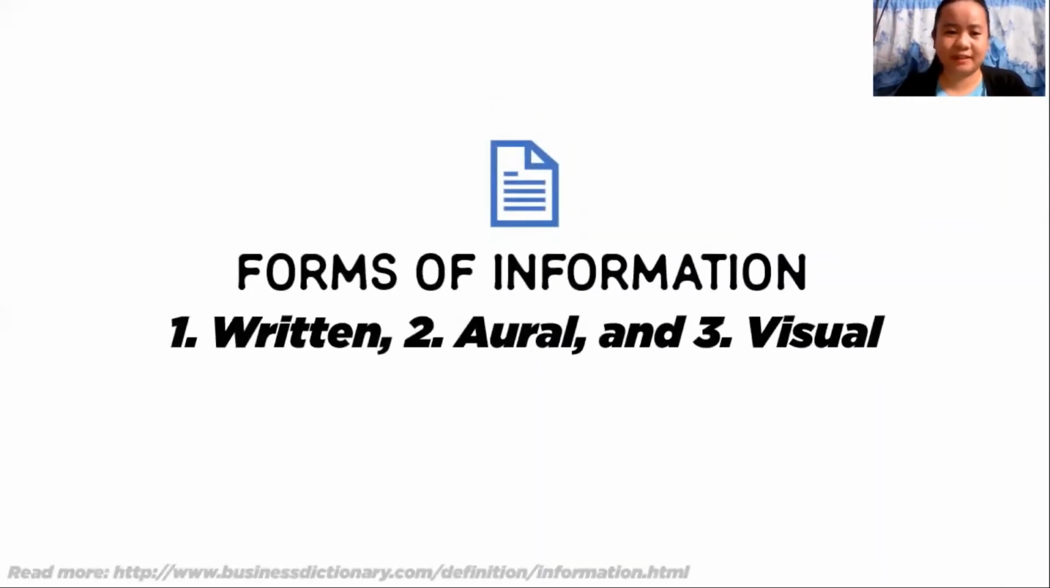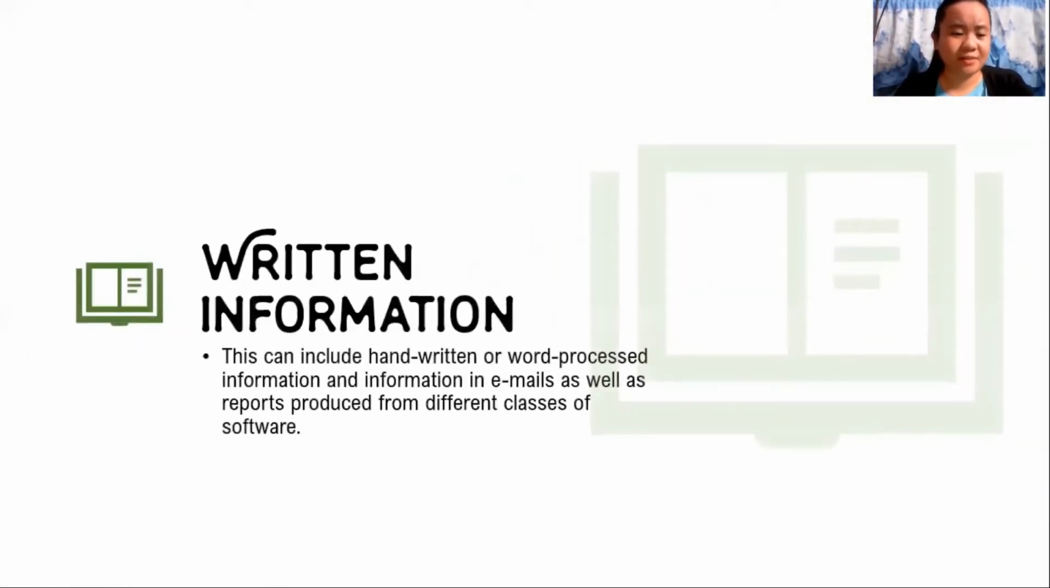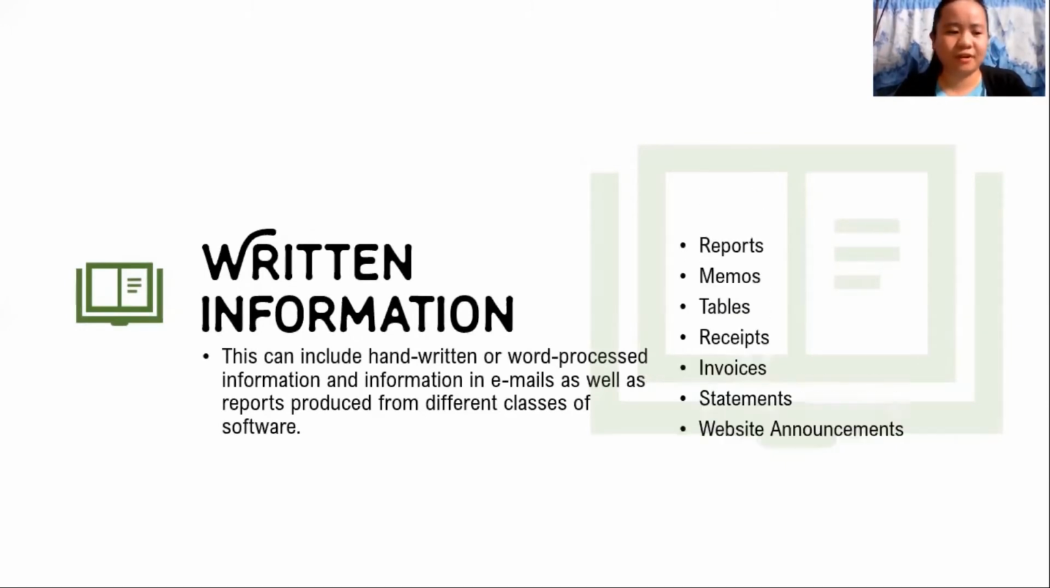There are three forms of information. First is written, second is oral, and third is visual. Written: the information was systematically collected and written down in the form of reports, memos, tables, receipts, invoices, statements, website announcements, emails, and so on and so forth.